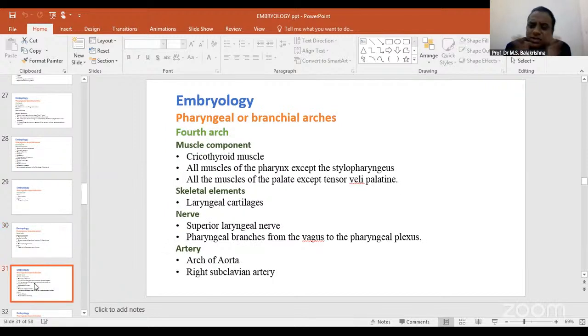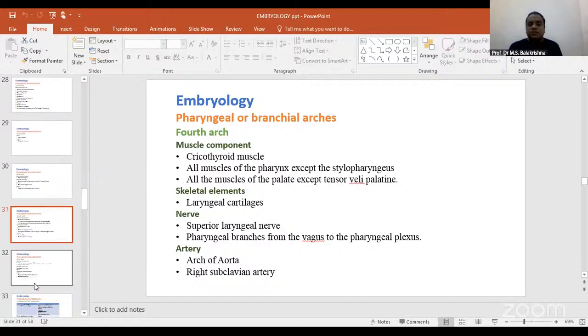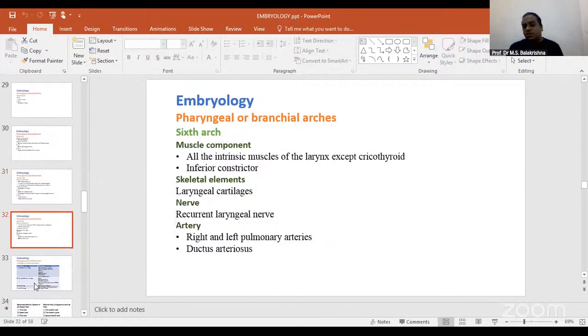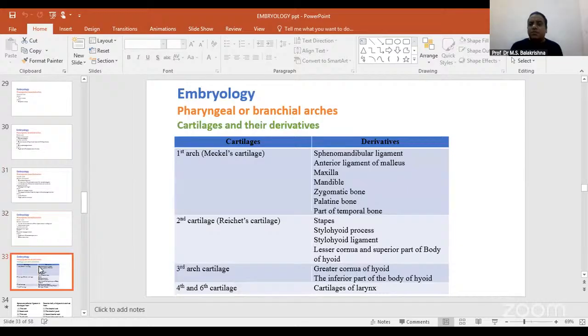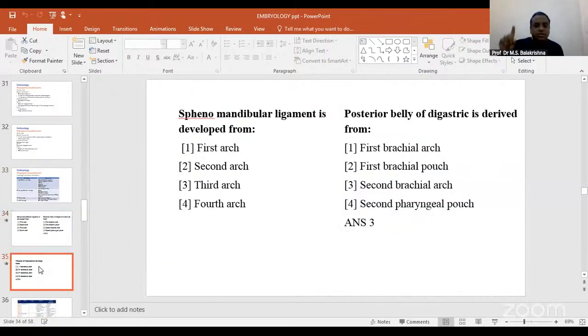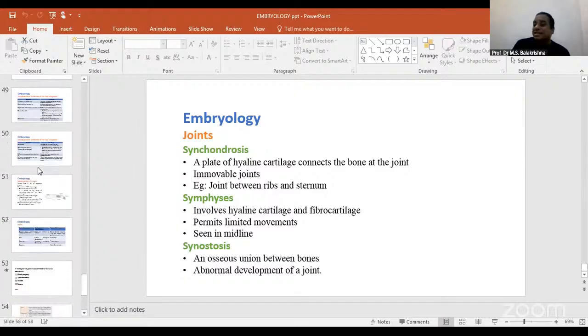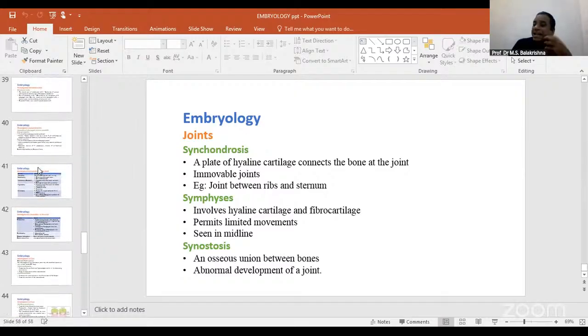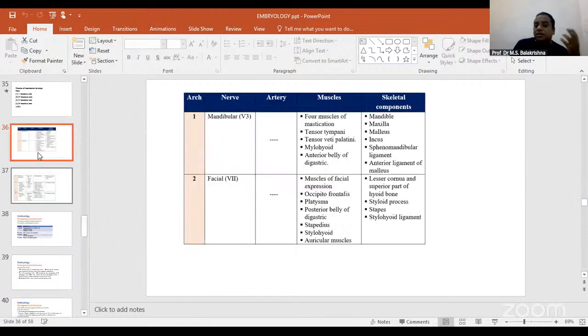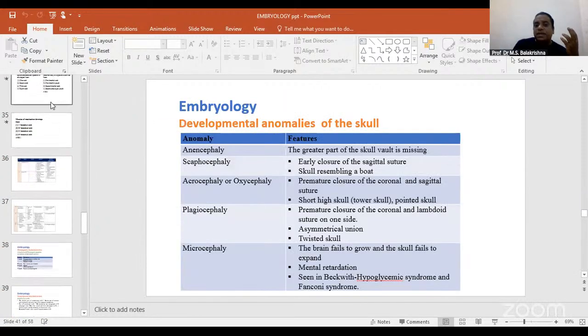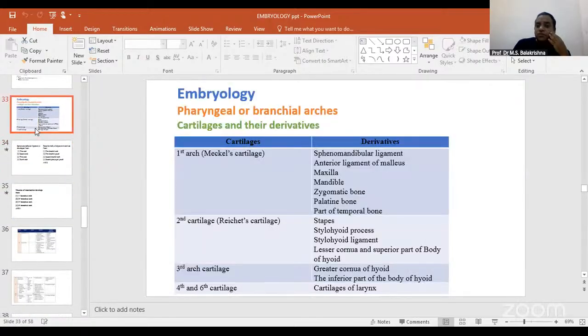Basically this is the table which is there in your dental book or any MCQ books you read. You should know first, second, third, fourth, 6th arch derivatives. I hope you will go through this. This is the table I am talking about. There is artery, there is muscle. The muscular component you should know first, because muscles are the ones where exceptions will be there. Anterior belly of digastric is from one arch, and the posterior belly of digastric is from another arch. So the confusion should not happen.